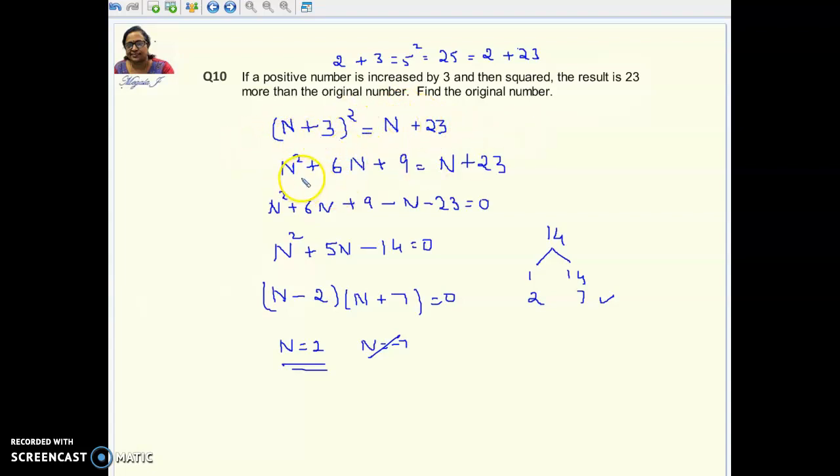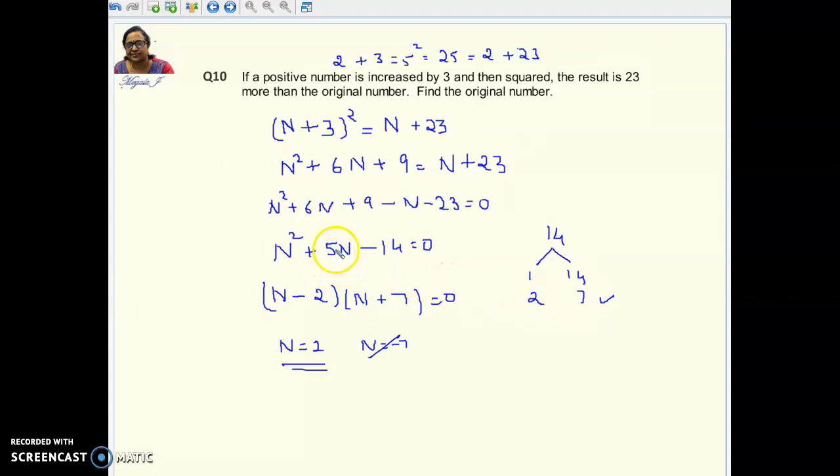N plus 3, the whole square, just expanded, is n square plus 6n plus 9, which is equal to 23 plus n. Bring this to the other side, and you can see that the maximum power is 2, so it is a quadratic equation. Solving this you get n square plus 5n minus 14 equal to 0. Take the factors of 14 as 1 and 14, and 2 and 7. You can see that it is negative, therefore the difference of the 2 should be the middle value. The difference of 2 and 7 is 5, and you have 5 here.